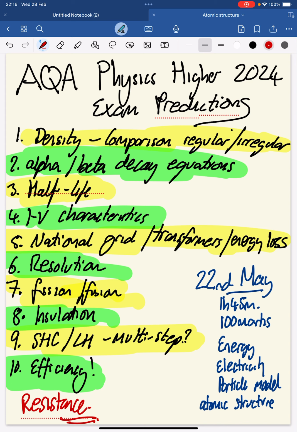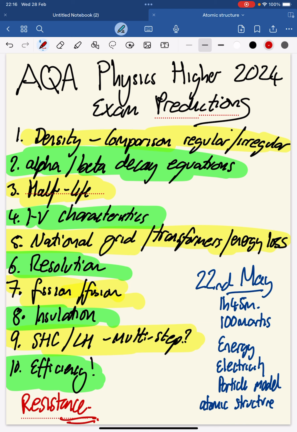Insulation, number 8, that was a required practical. Again, make sure you're happy with the method about how you would potentially insulate a beaker of hot water, and think of your independent, dependent and control variables. If it asks you about a control variable, please don't say it's a fair test.